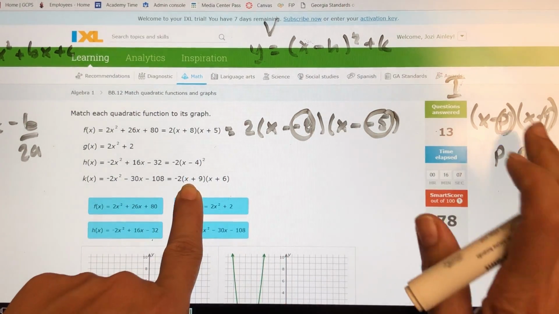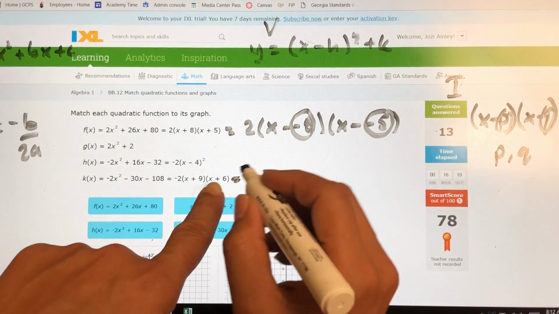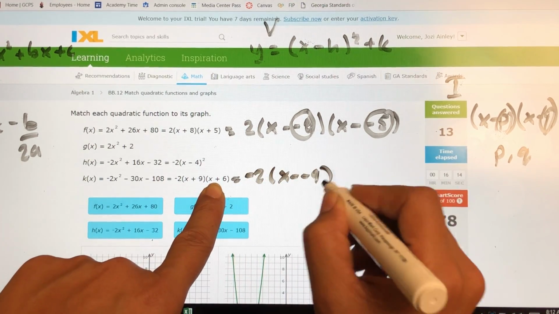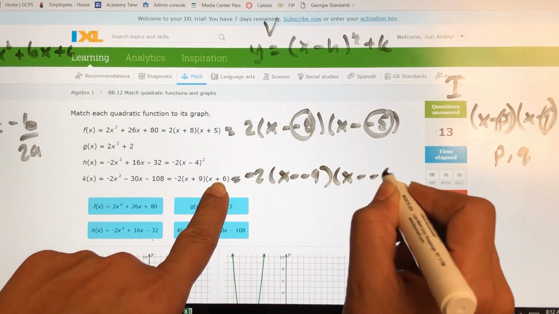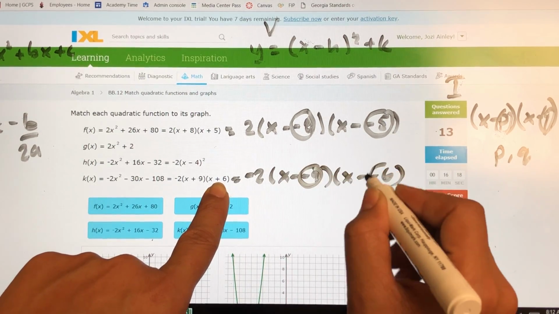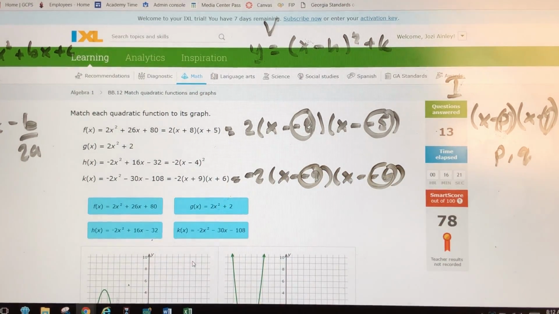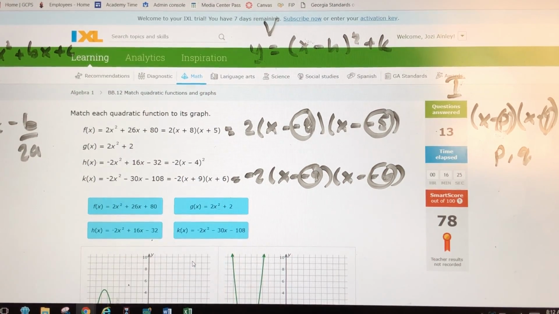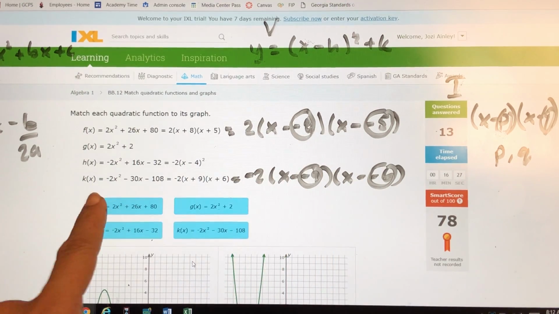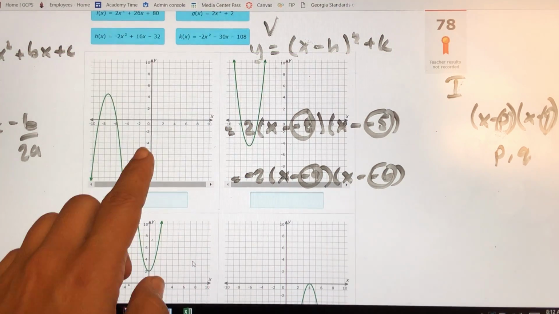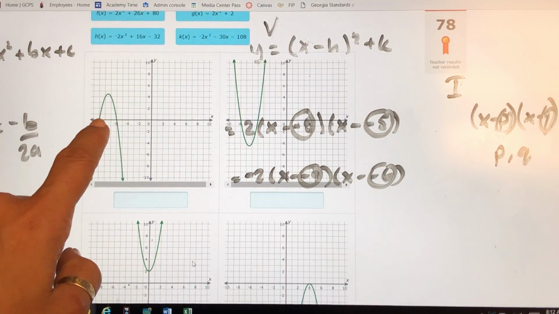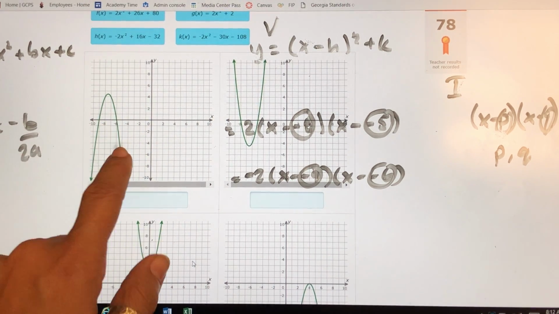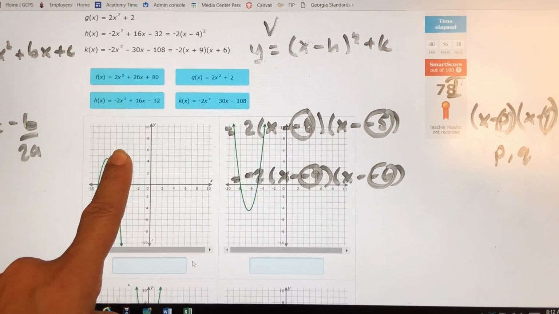I'm also going to do this one because that's this, but it's plus, so I have to rewrite it. So this is 2x minus minus 9 and x minus minus 6. So negative 9 and negative 6. So has my roots at negative 9 and negative 6. Negative 9, negative 6 is k. Negative 9 and negative 6. Yes, this one is negative 9, negative 6, which is k.